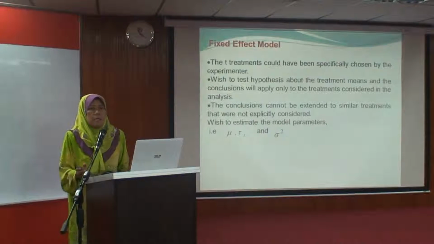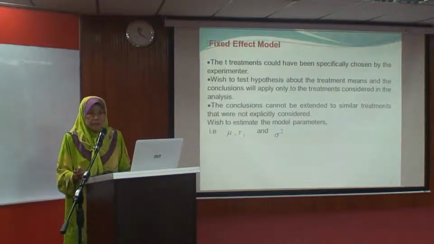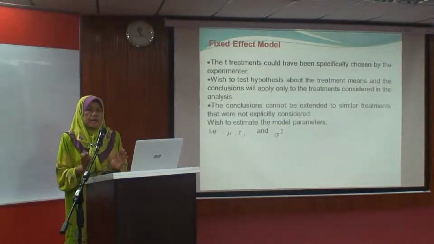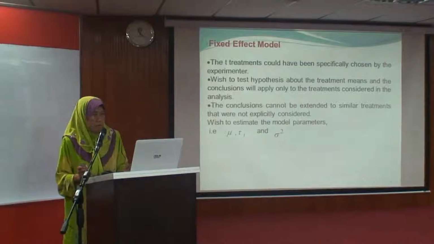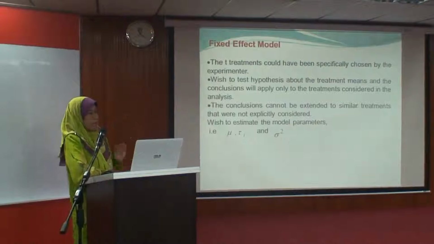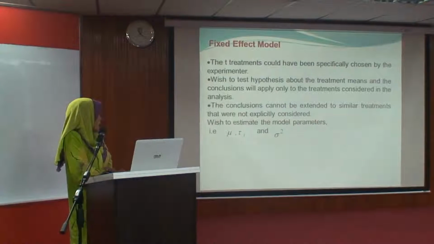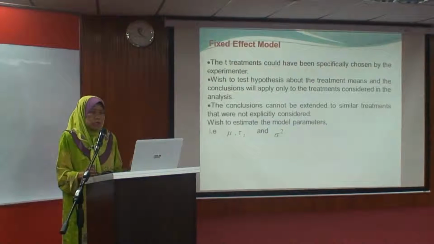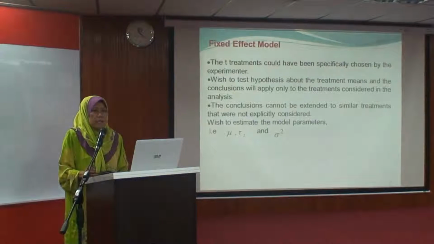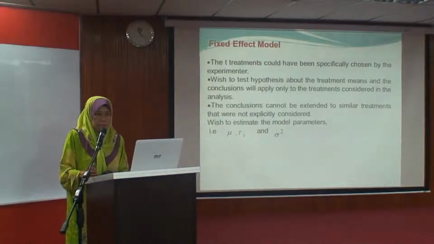So here, let's say there are many detergents in the market. There are 100 detergents in the market. When I study only 4, let's say detergents A, B, C, D, the conclusion cannot be extended or generalized to all 100 detergents in the market. Alright? And in this fixed effect model, I want to estimate the model parameters, that is mu, tau, and sigma squared. Okay? So, if you choose the fixed effect model, then how are you going to state the hypothesis? Let me show you again how to state the hypothesis.